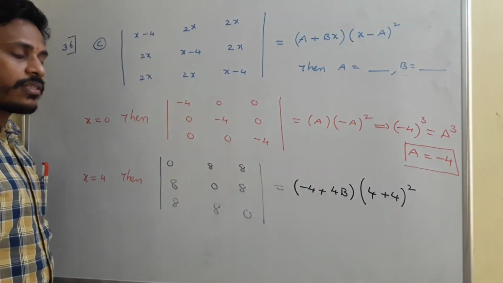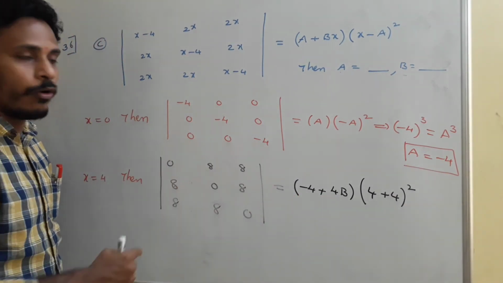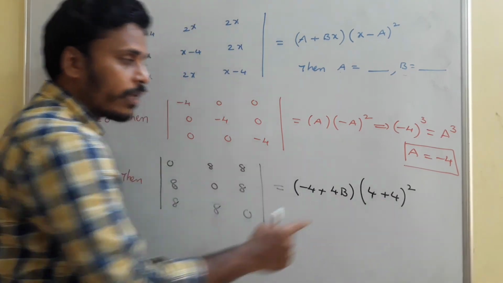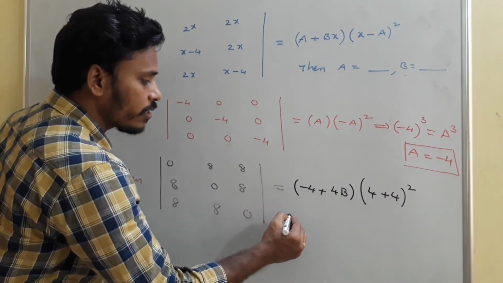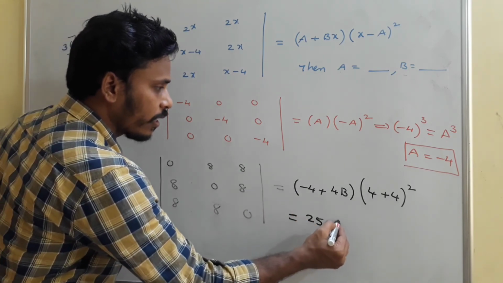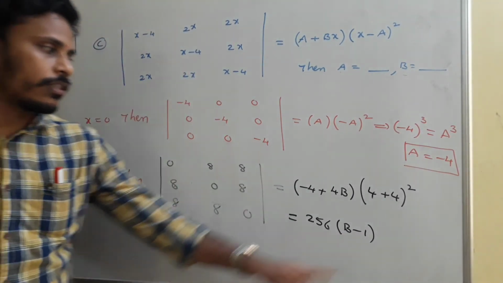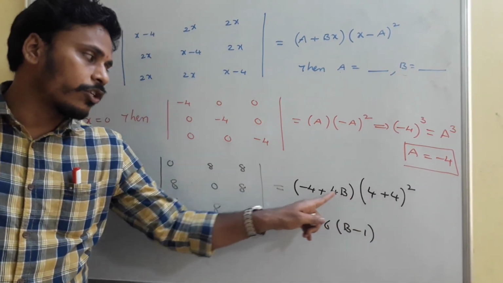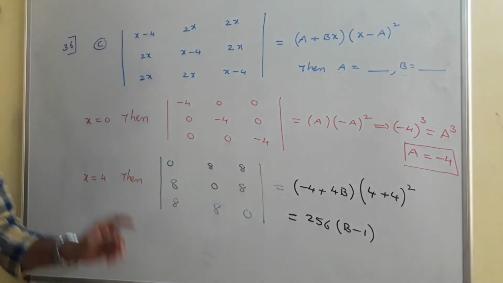8 square is 64, and from this again I have a chance to take out one more 4. This is 4 plus 4, 8 square 64, and one more 4 from this. So this is equal to 64 fours. It may be 256 into b minus 1. Just have a look. This value is 64, and from these two, 4 is a common number. So 256 into b minus 1 is the right side.